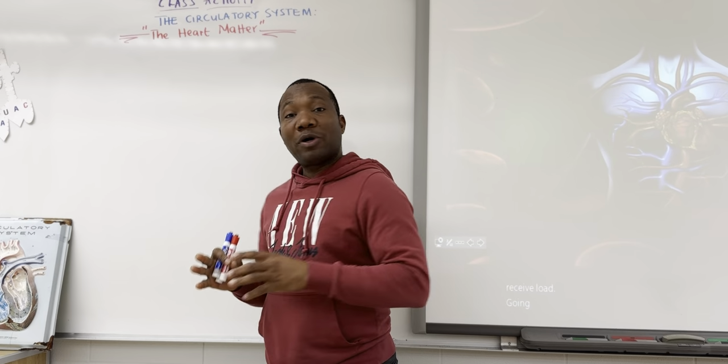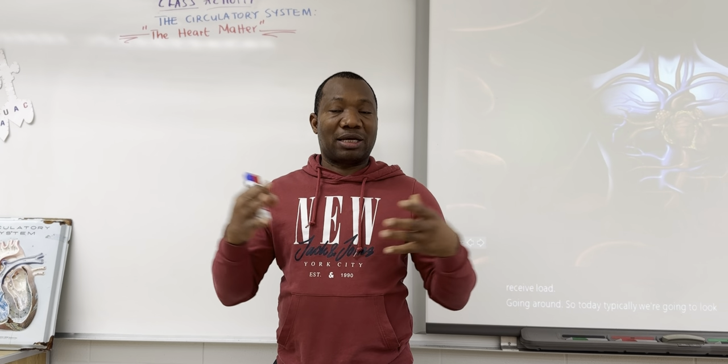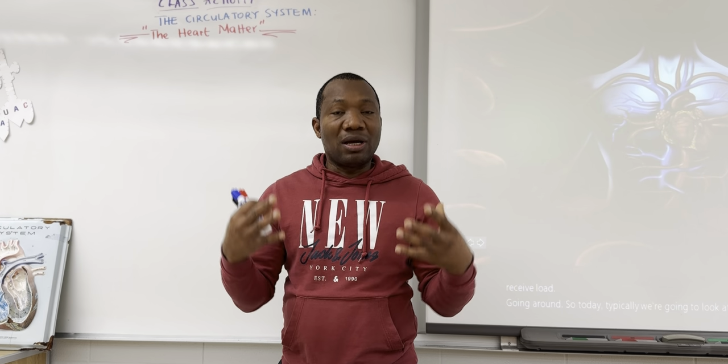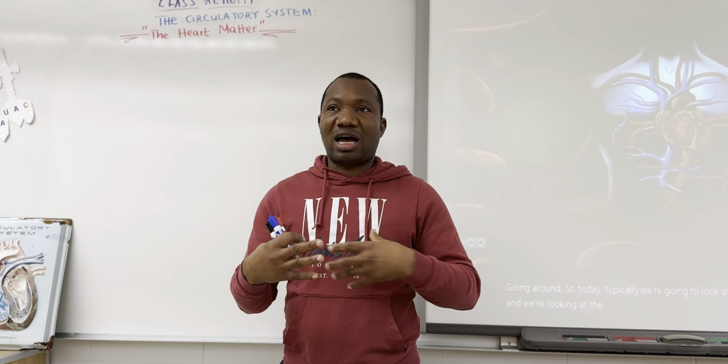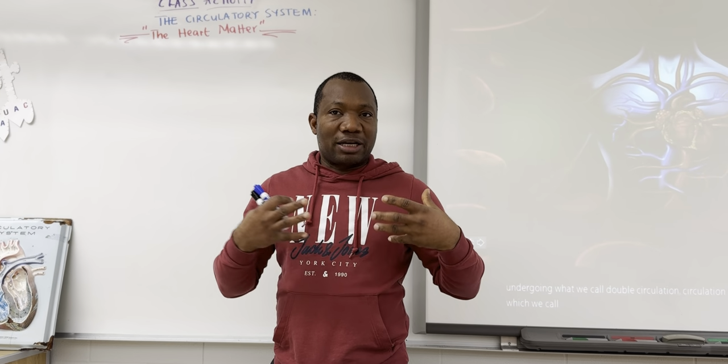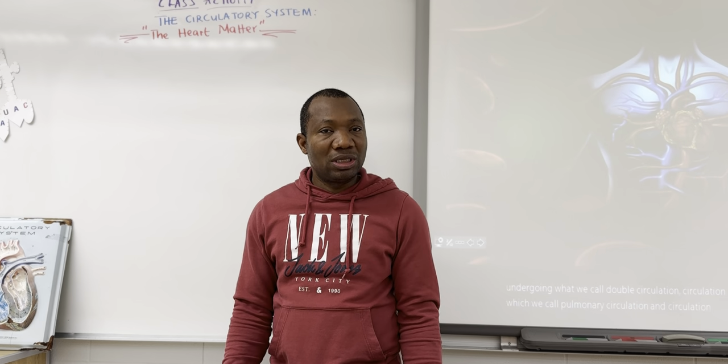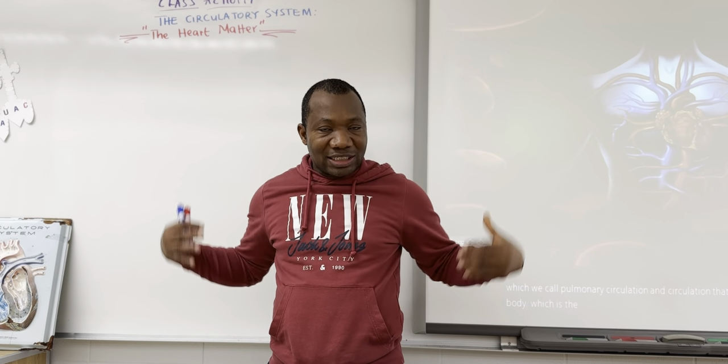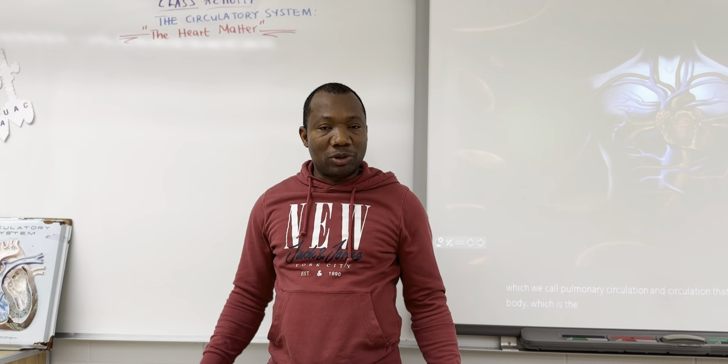Today, typically, we're going to look at a human being as an example, and we are looking at the human heart as having what we call 4 chambers, undergoing what we call double circulation that moves blood to the lung, which we call pulmonary circulation, and the circulation that goes to the entire tissues of the body, the head and the entire body part, which is called the systemic. Let's dive into the structure and see if we can make it a bit simple.